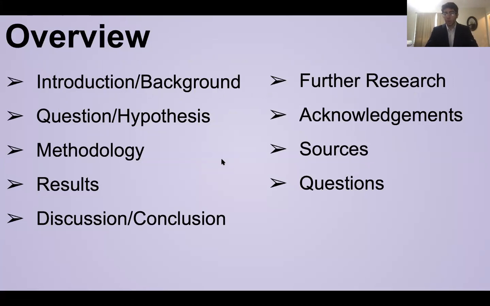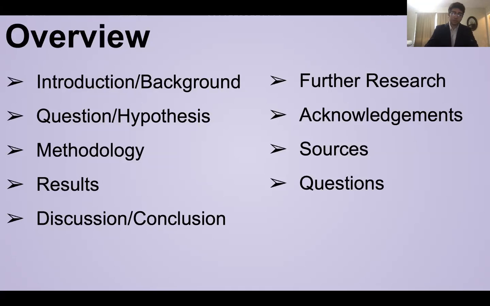So first, to give a general overview of what I'll be presenting about, I'll give an introduction and background of my project. I'll then present my question and hypothesis. I'll then discuss the methodology and procedures behind my experiments, then my results and what they mean for my project overall. I'll then discuss and conclude my project, and talk about future research and the next steps. And I'll end with some acknowledgements for people who have helped me over the past 2 years and present my sources.